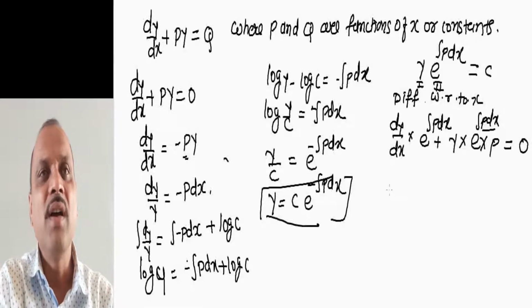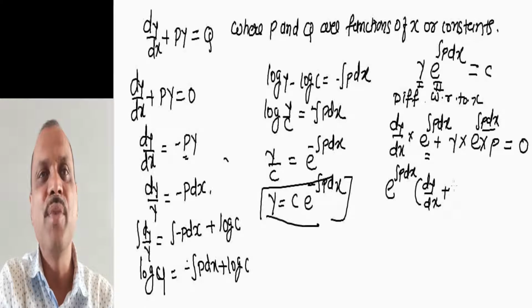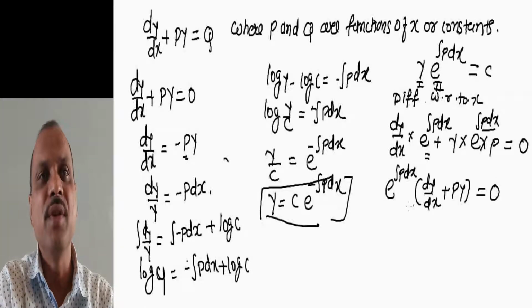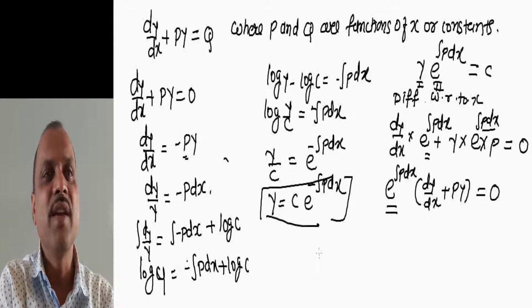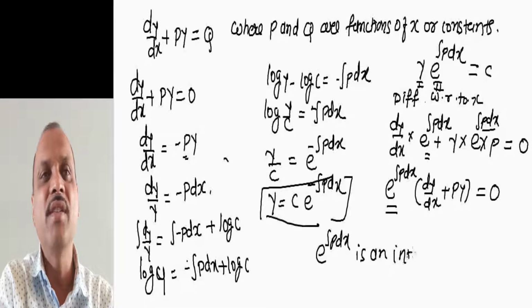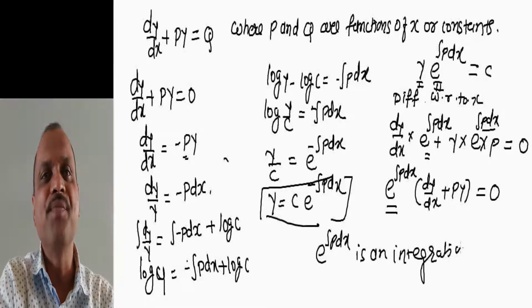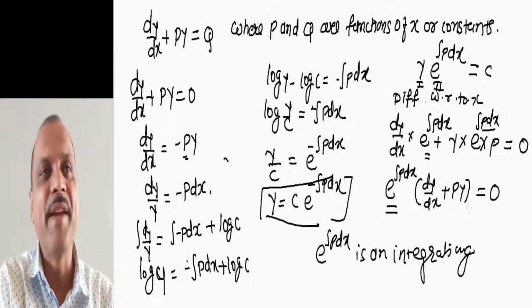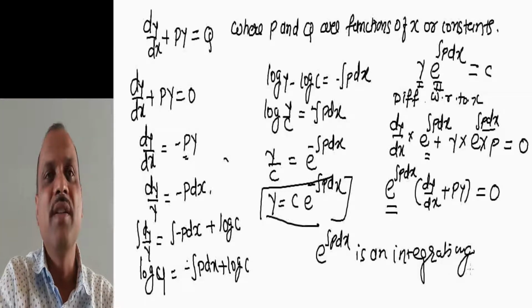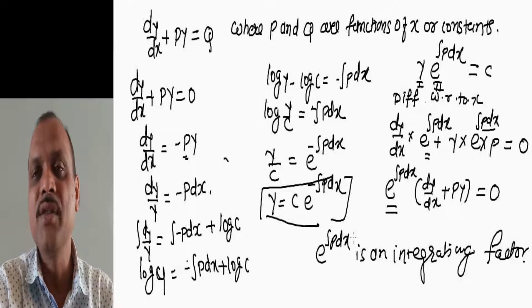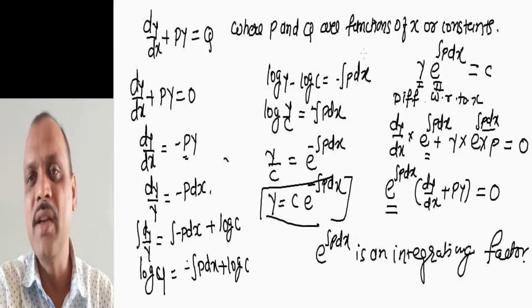Now let us write e raised to integration of p into dx as a common term. So we have e raised to integration of p into dx times dy by dx plus p into y equal to 0. This shows that e raised to integration of p into dx is an integrating factor. By multiplication of this term to the equation, we get the solution of this equation, and therefore e raised to integration of p into dx is an integrating factor.